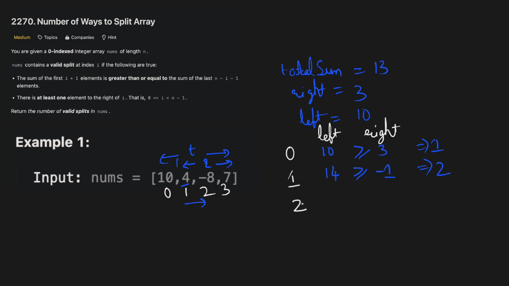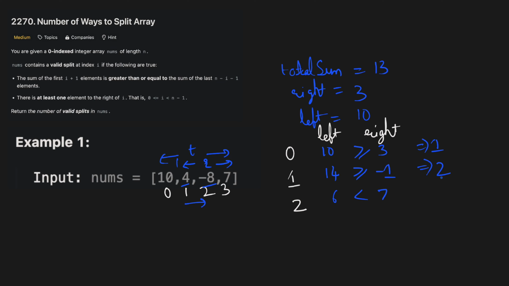Then we split at index 2 and add minus 8 to left sum. So our left sum becomes 6 and subtract minus 8 from right sum. So our right sum becomes 7. And since left sum is less than right sum, this is not a valid split. So our split count stays 2. And now we are done with all the split points. So we will return 2 as our answer.